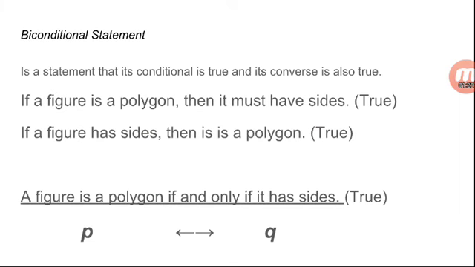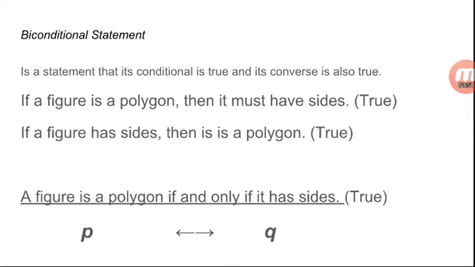Now back to the biconditional statement. So I was talking about how the biconditional statement is a statement where both the conditional and converse are true. So the conditional is, if a figure is a polygon, then it must have sides. And the converse is, if a figure has sides, then it is a polygon.